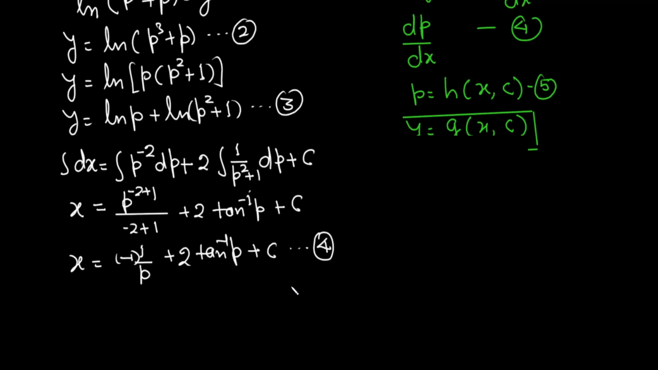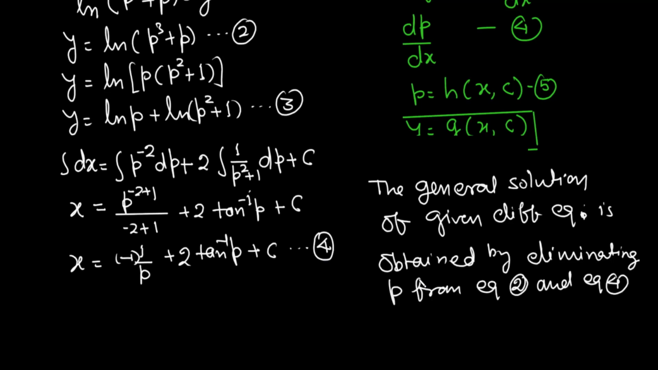Now we know that we get the solution of the higher degree equation by eliminating p from equation number 2 and equation number 4. But in this case, it becomes very difficult to eliminate p from these two equations. So we will write the final answer as: the solution of the differential equation is obtained by eliminating p from equation number 2 and 4. The general solution of the given differential equation is obtained by eliminating p from equation number 2 and equation number 4.